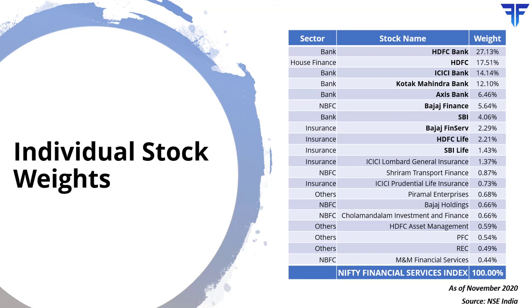This table shows the weights of the 20 individual stocks within the Nifty Financial Services Index. As can be seen, the top 5 stocks within the index occupy a combined weight in excess of 75%. Half of the 20 stocks of the Financial Services Index also form part of the benchmark Nifty 50 Index. These stocks have been highlighted in the table above.